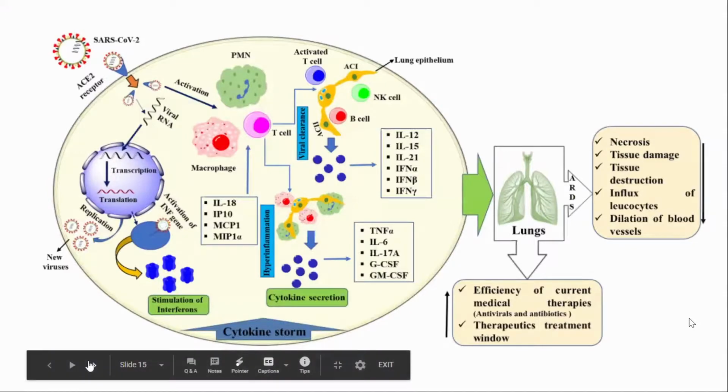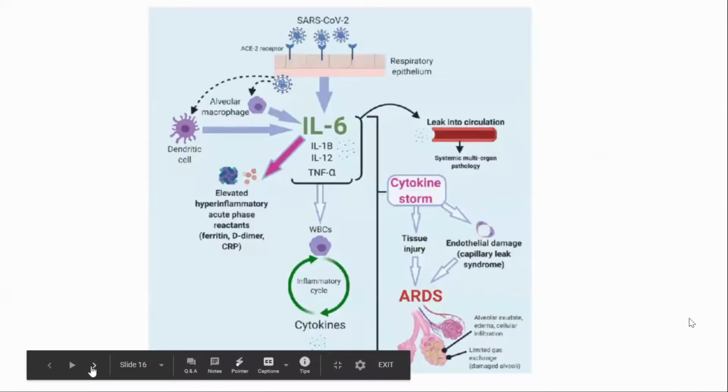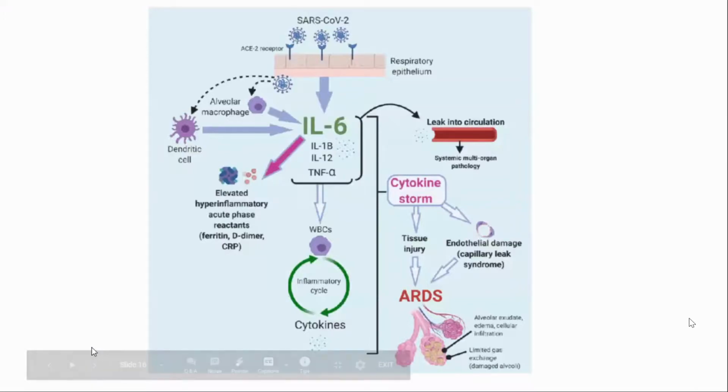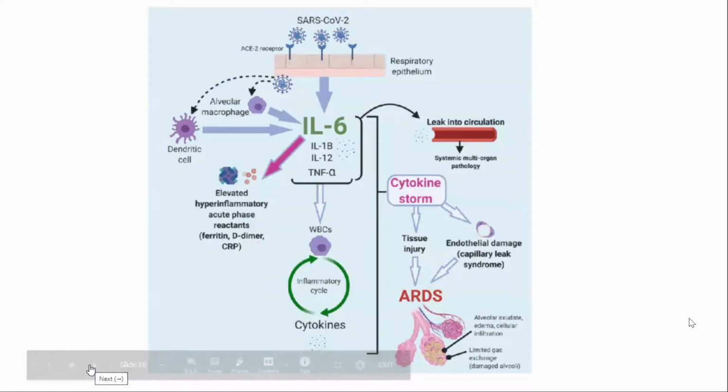The macrophage produces cytokines such as interleukin 12, TNF, and interleukin 1 beta, and creates leaky endothelium cells so virus can get out and get more of these cytokines. Yes. For this slide, I will show you that interleukin 6 has a key role in the cytokine storm.